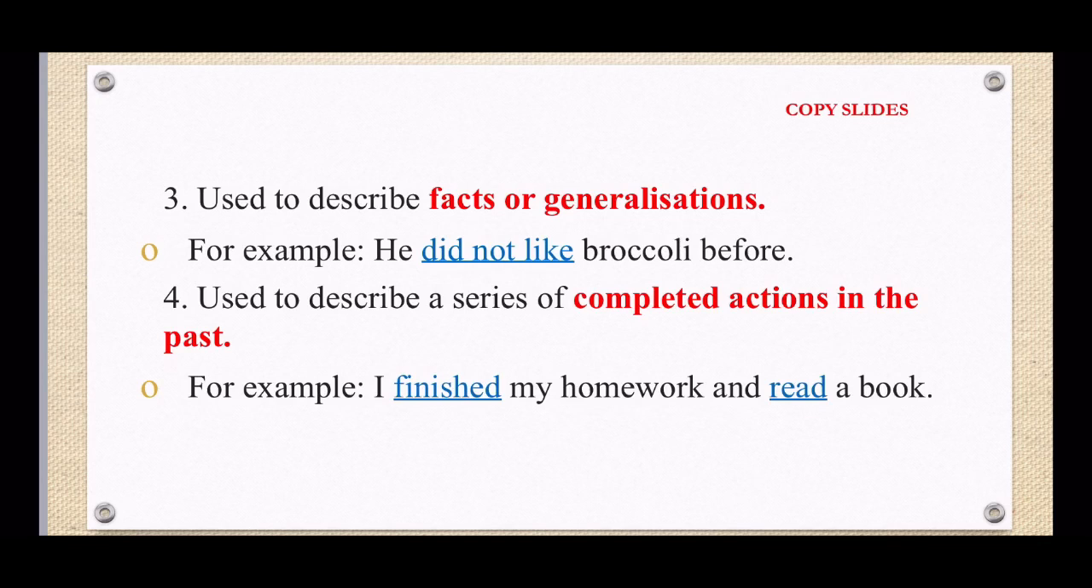And lastly, number 4 says it's used to describe a series of completed actions in the past. For example, I finished my homework and read a book. So the underlined words finished and read tell us about the actions that you have done already in the past. Right, so that is the simple past tense. It is quite simple. It's just those 4 things that it describes.